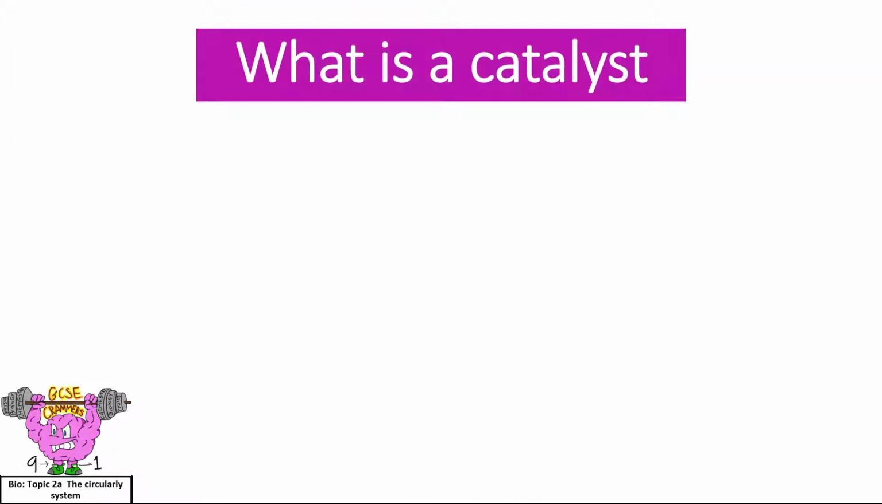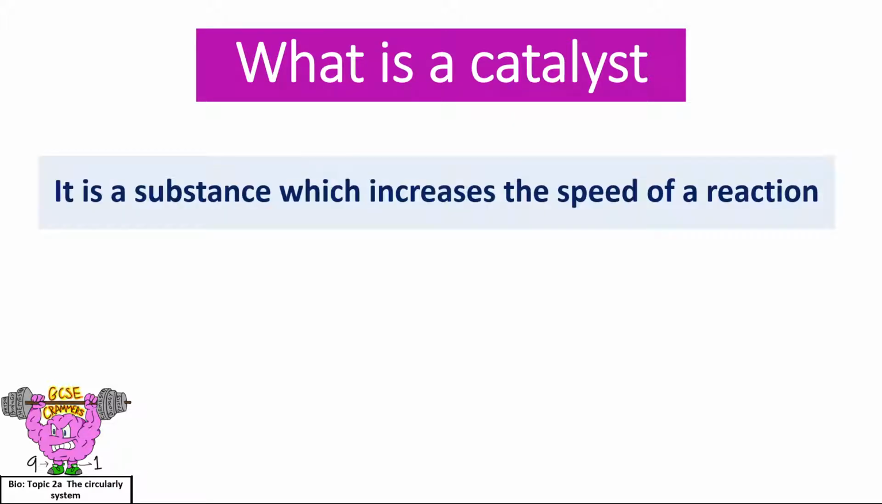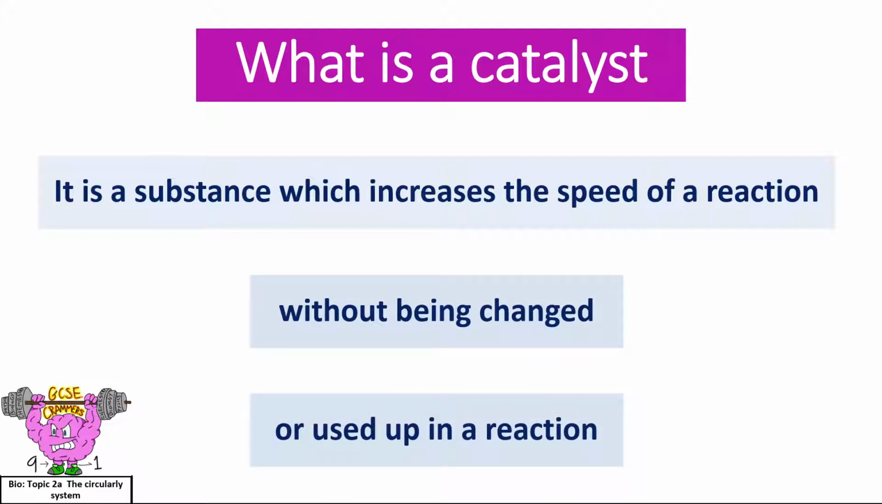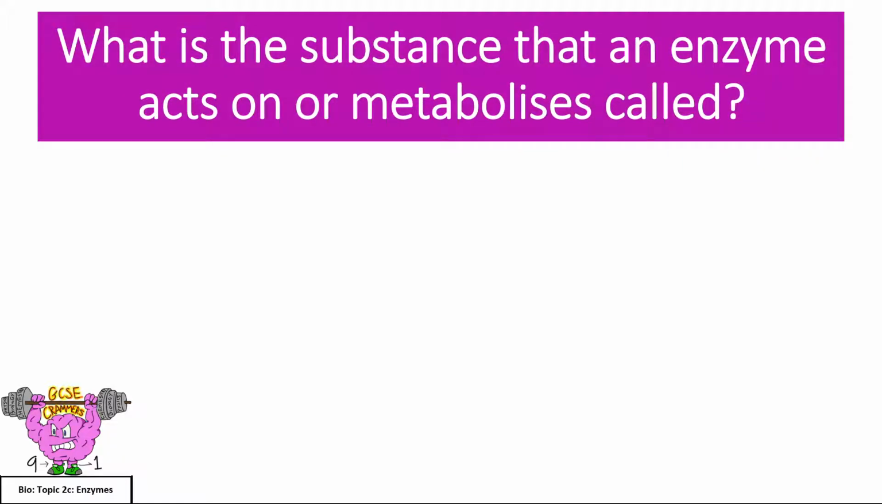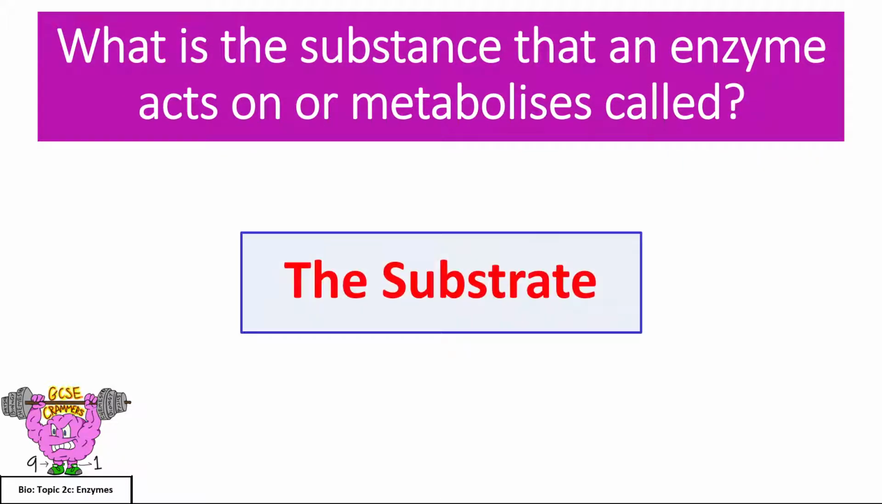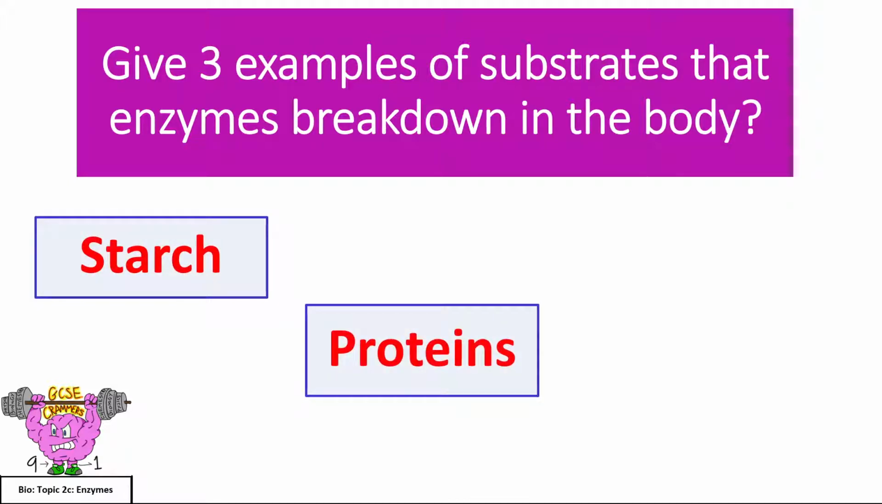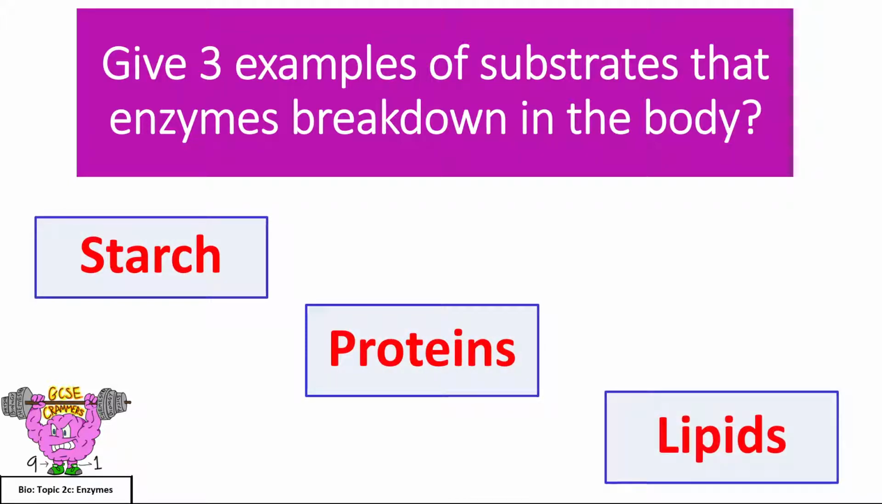What is a catalyst? It is a substance which increases the speed of a reaction without being changed or used up in the reaction. What is the substance that an enzyme acts on or metabolises called? The substrate. Give 3 examples of substrates that enzymes break down in the body: starch, proteins, and lipids.